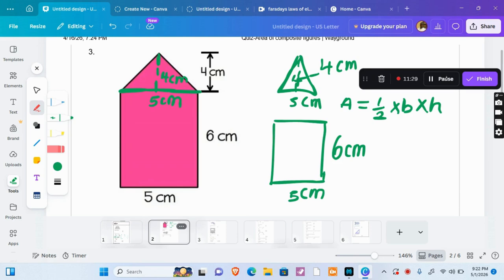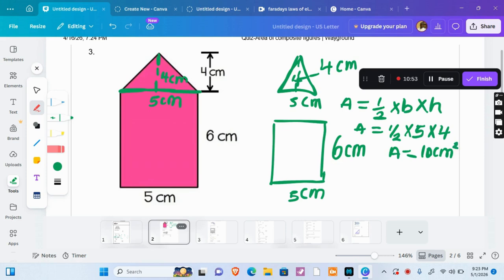So what is the base of this triangle? 5. So area now is going to be equal to 1 over 2 times 5. What of the height? The height is already given to us to be 4 centimeters. So half times 4 times 5, or half times 5 times 4. Half of 4 is 2. 2 times 5, 10. So the area of the triangle is 10 centimeters squared.